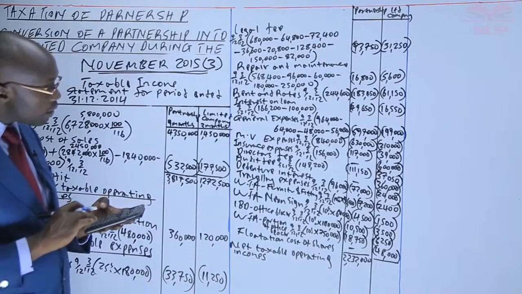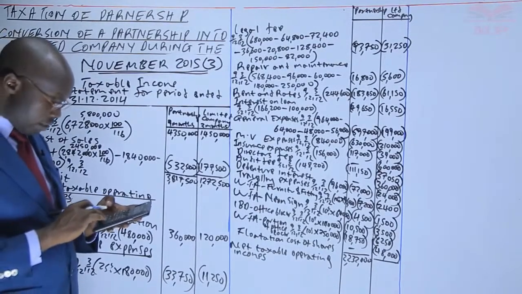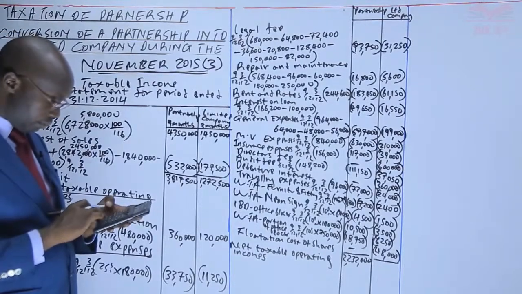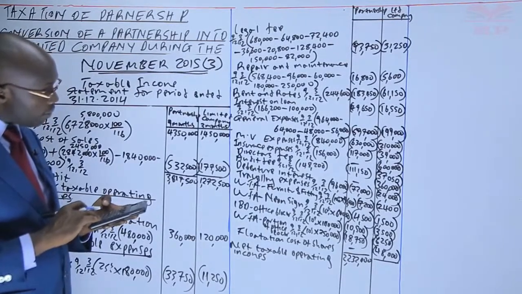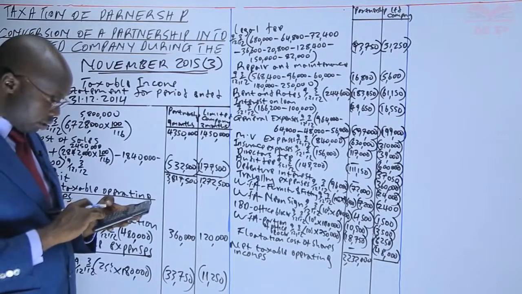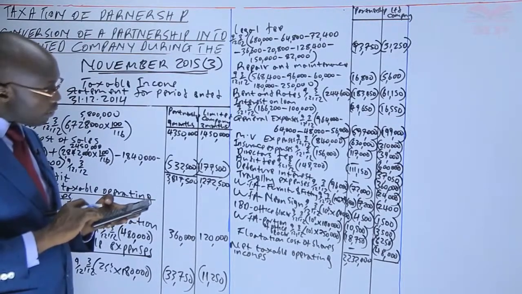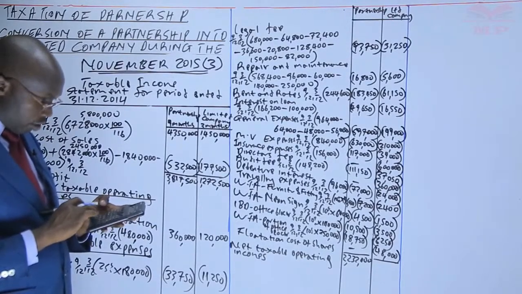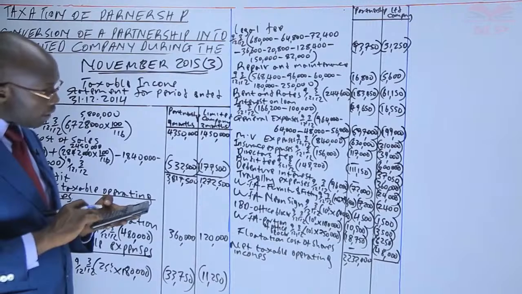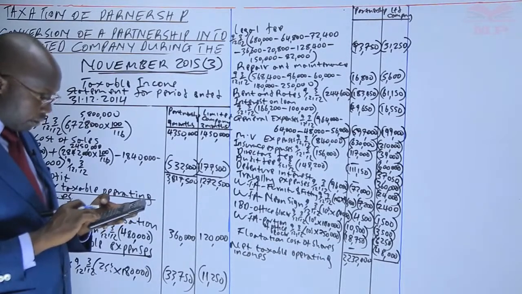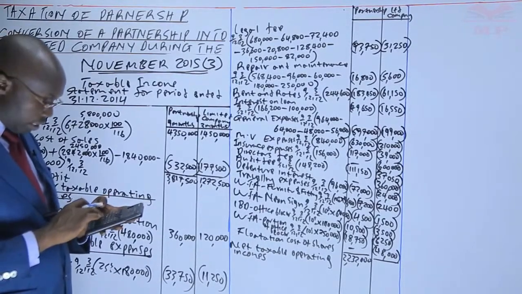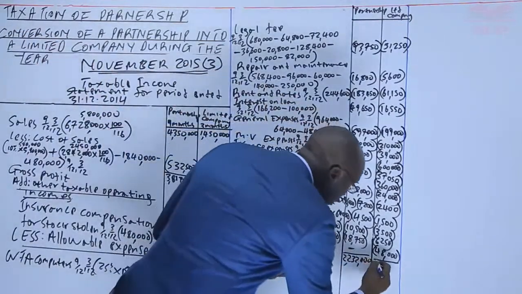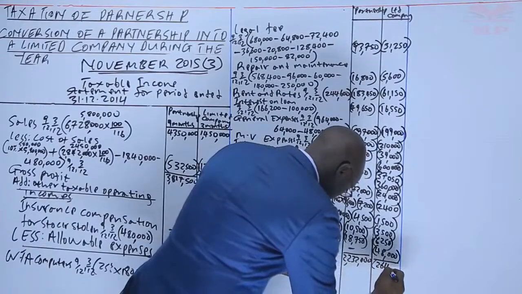and then we minus 360,000, we minus 24,000, and then we minus 2,400, and then we minus 1,500, we minus 3,500, and then we minus 6,250, we minus 48,000. That gives us a loss of 264,000.